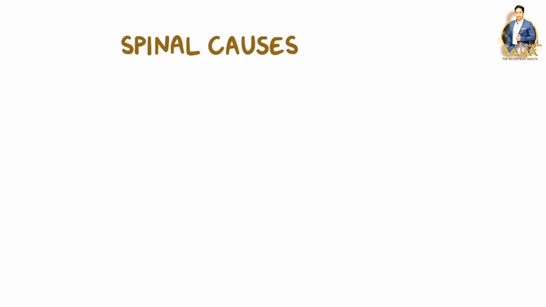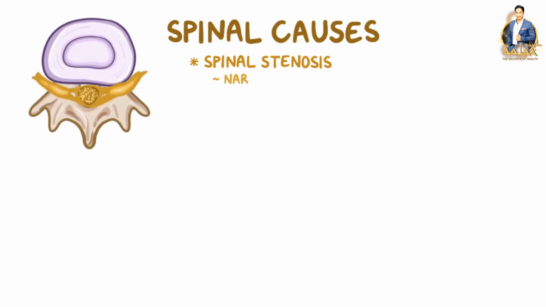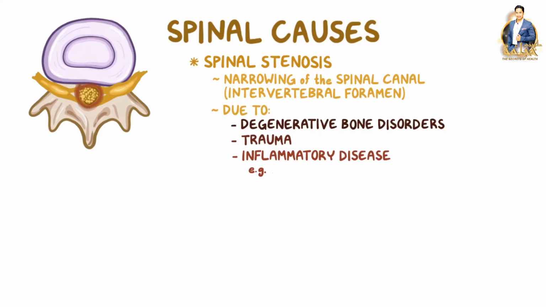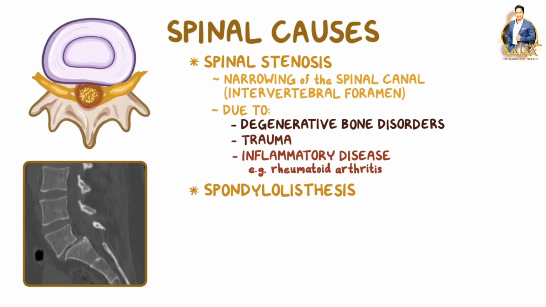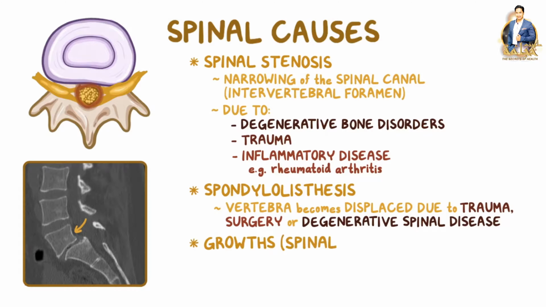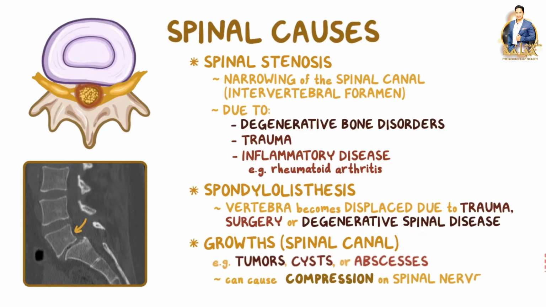Another cause of nerve compression is spinal stenosis, which is the narrowing of the spinal canal or intervertebral foramen. This is often due to degenerative disorders of the bone, trauma, or inflammatory diseases like rheumatoid arthritis. Spondylolisthesis is a condition where one vertebra slips or becomes displaced due to a trauma, surgery, or degenerative spinal disease and presses on the nearby nerve roots. Finally, any growths within the spinal canal, like tumor, cysts, or abscesses, can cause compression of the spinal nerves.